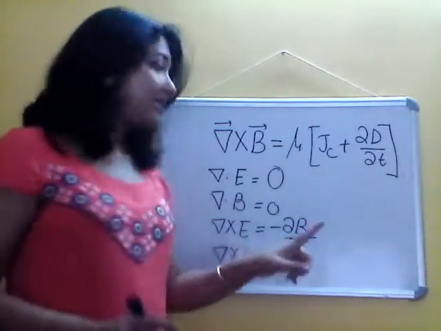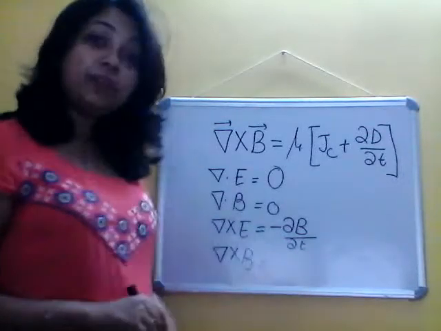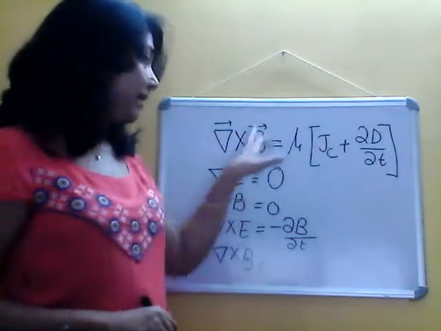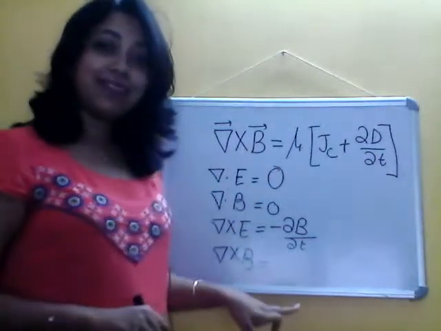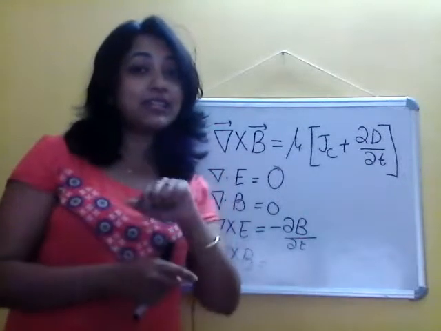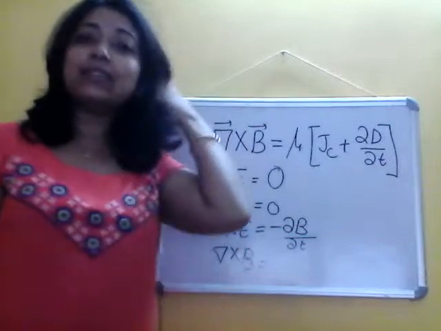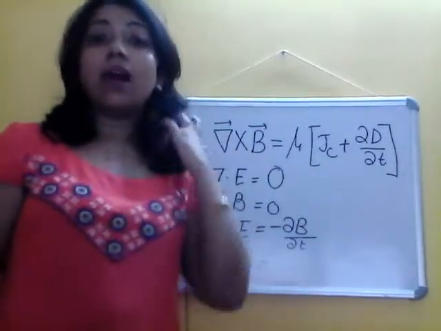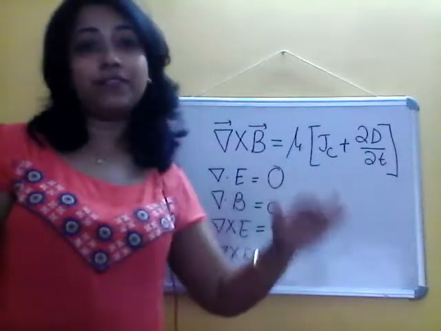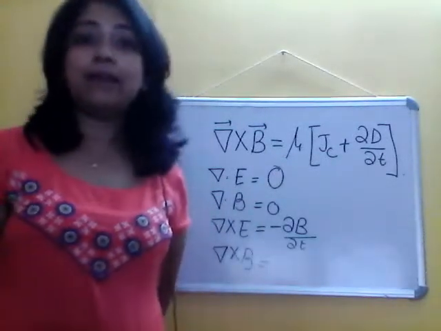Which means if there is a time rate of change in magnetic field, an electric field will be produced. Whenever there is a time rate of change of electric field, a magnetic field will be produced. So see, a time-changing magnetic field can produce an electric field, and a time-changing electric field can produce a magnetic field. Like this, Maxwell's equations are actually very, very important from the point of view of overall physics, as well as in terms of electromagnetic radiation entirely.